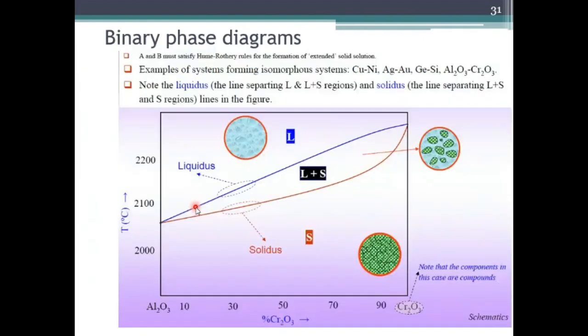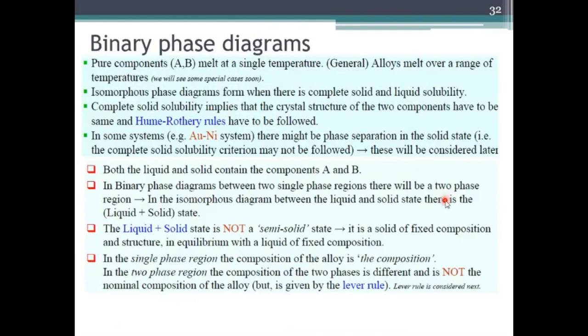This phase, I forgot to say, we cannot call it a semi solid state. It is a liquid plus solid state, because of the fixed composition of the structure. In a single phase system, the composition of the alloy is only the composition, but in a two phase alloy it's not just the composition, it will be affecting the phases also. Only in the two phase region is the composition affected by the phase.